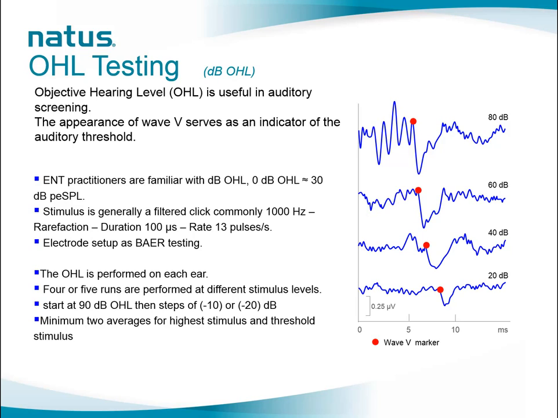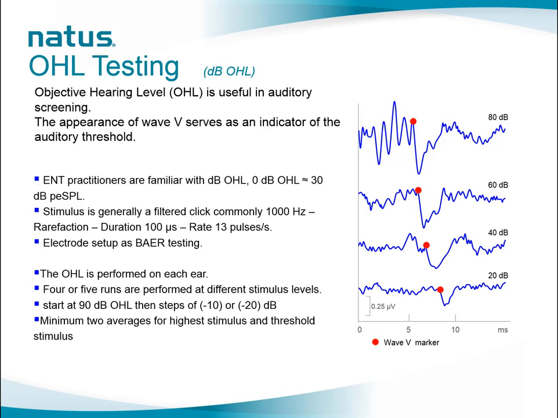The electrode placing is exactly the same as the previous test. Just like the previous test, this testing has to be applied on each ear. And then we apply the stimulation at different stimulus levels. So we start at a high level, 90 decibels OHL, so 90 decibels above an average hearing threshold for a patient. And then we do different waveforms with steps of 10 or 20 decibels down.